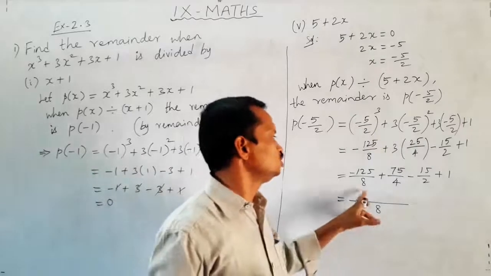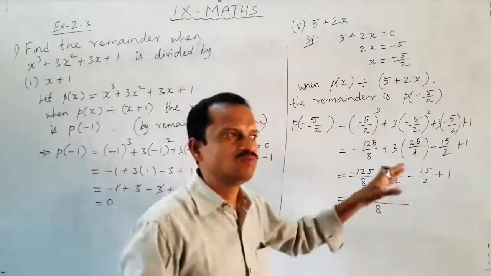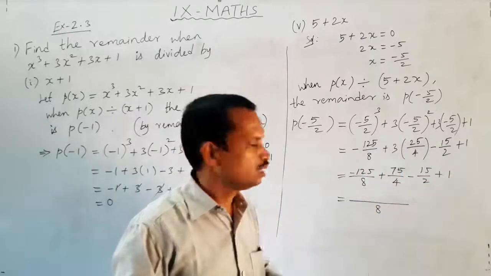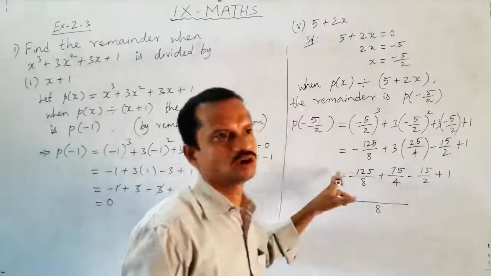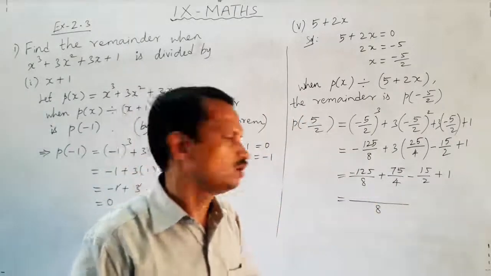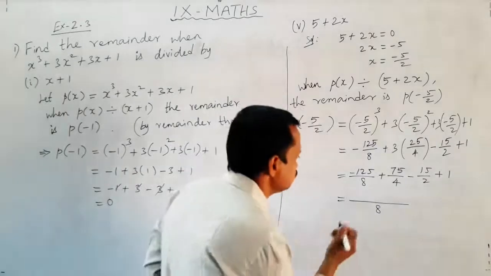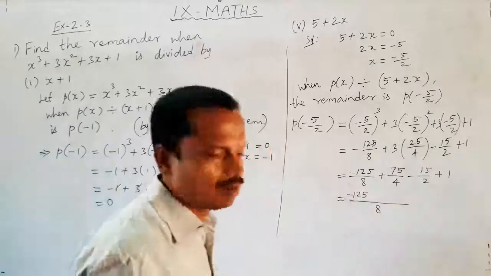So here the 8 is divisible by 4 and also by 2. So the bigger number 8 among 8, 4 and 2. Because 4 is a divisor of 8, 2 is also a divisor of 8. So you can take 8 among 8, 4, 2 as LCM. Okay. So 8. And here we have to write the same minus 125 because the same denominator only.